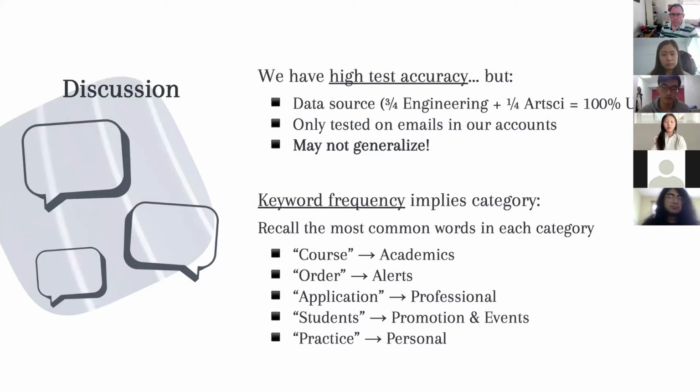So in general, our model has a pretty high test accuracy, but it's also really important to keep in mind the bias that might exist. For instance, all of our data was taken from U of T students, so we don't know how well this is going to generalize to other university students or even non-students in general. Another thing we should note is the keyword frequency and how that could have implicit bias in it. And Cindy talked about that earlier.